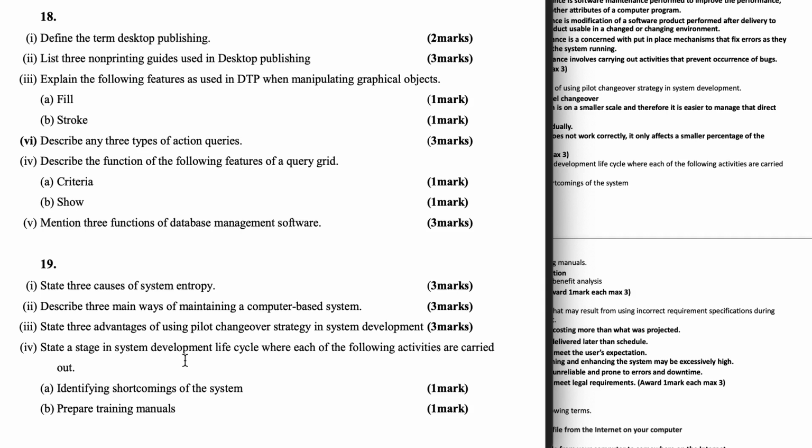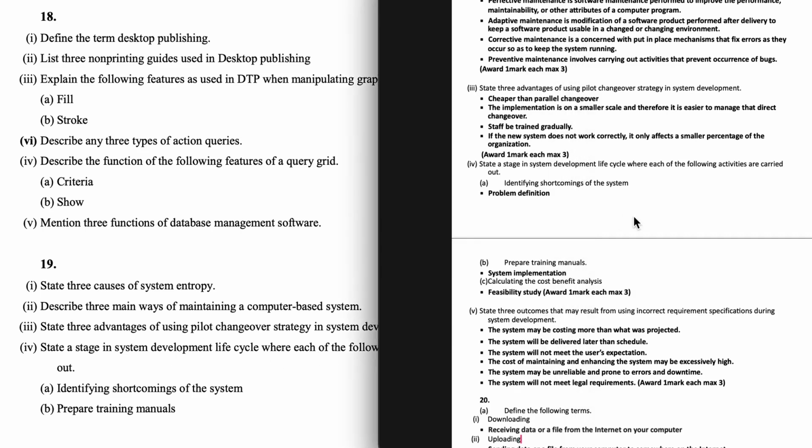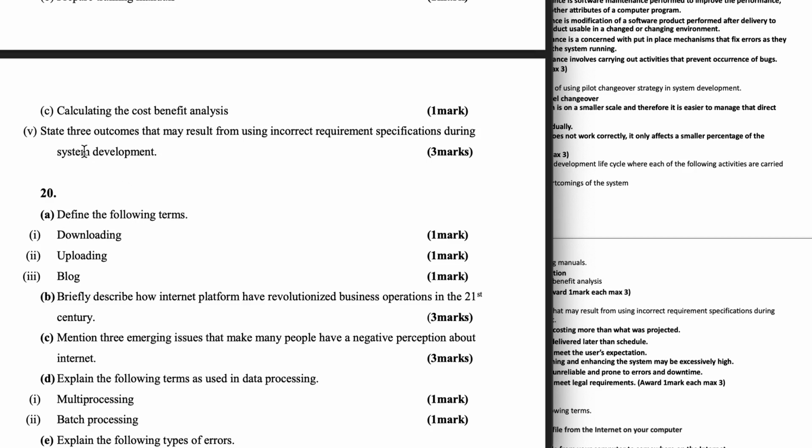State a stage in system development life cycle where each of the following activities are carried out. Identifying shortcomings of the system, problem definition, preparing training manuals, system implementation, calculating the cost-benefit analysis is feasibility study. State 3 outcomes that may result from using incorrect requirement specifications during system development.